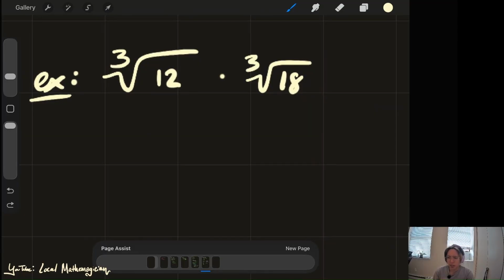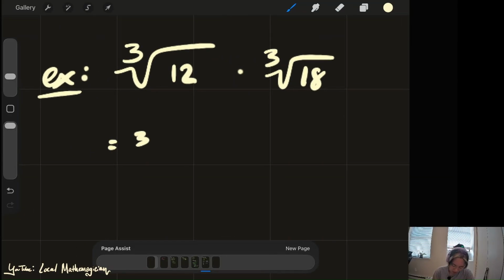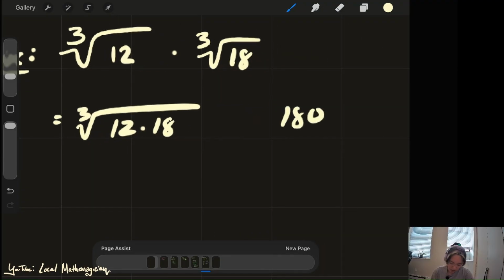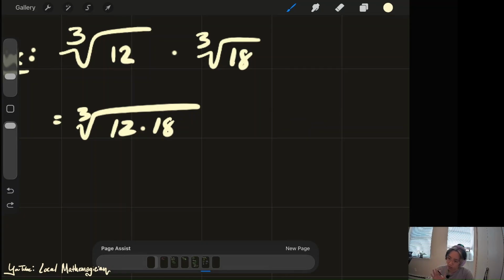Again, all sorts of different ways you can do this. My personal recommendation is to just go crazy with it. I would say this is 3 root 12 times 18. You can multiply this out on the side. It'll be, what, 180 plus 36, I think, which is 216 or something like that. Totally could. I personally don't recommend it, but you could.